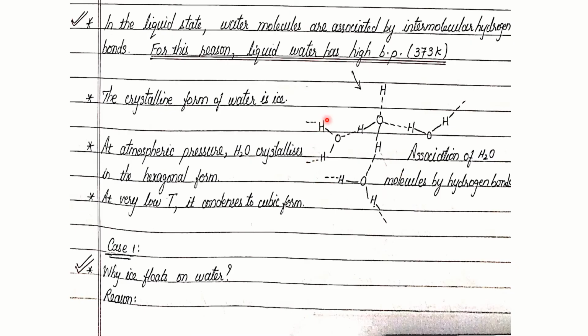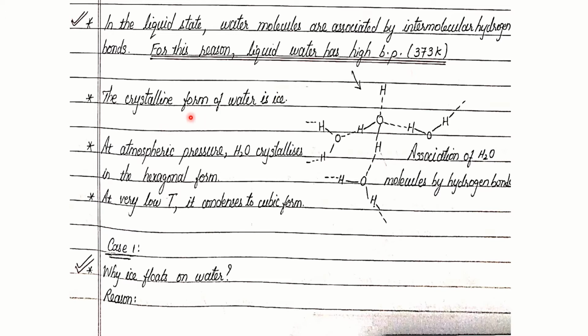In the liquid state, water molecules are held together by intermolecular hydrogen bonds. See, this picture shows the association of water molecules by hydrogen bonds. Each water molecule is associated to other water molecules by means of hydrogen bonds. For this reason, liquid water has high boiling point. Due to this extensive hydrogen bonding in water molecules, liquid water has high boiling point, which is 373 Kelvin or 100 degrees Celsius in the Celsius scale.